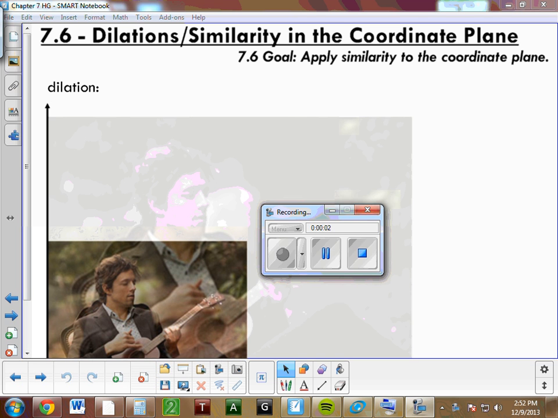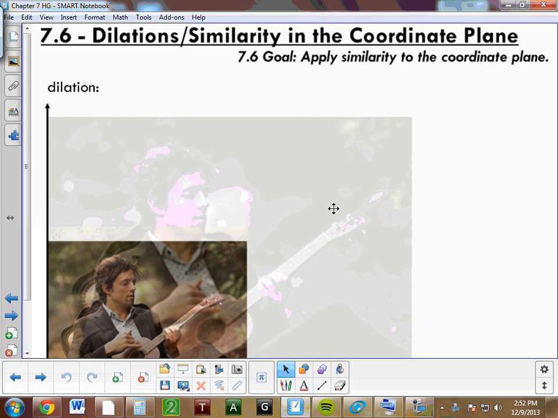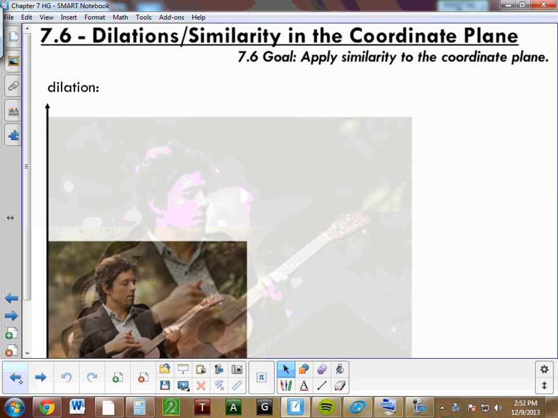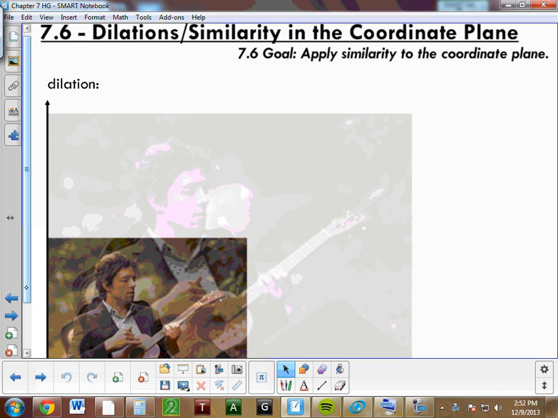Hey guys, we are on the last new section of chapter 7, which is dilations and similarity in the coordinate plane. Coordinate plane being your x and y axis with some points and stuff. I'll try and do this quick and get you out of here in a relatively quick time. I've got a couple examples here, and some answers. So I'll probably go through all the examples, but if you need any more clarification, just ask in class. So a dilation is essentially a transformation that changes the size of something but not its shape.